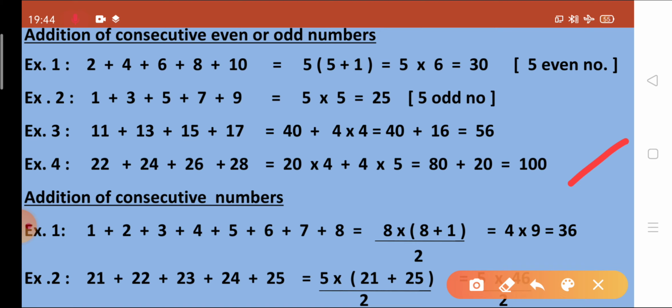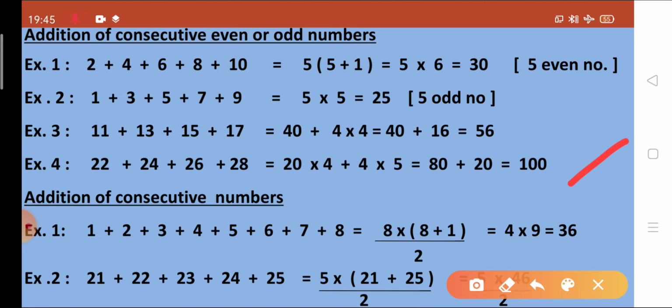Addition of consecutive numbers. If we have a number 1 plus 2 plus, this trick you can try it with your friends also, and they will be surprised how you do the calculation so fast. Tell them to take a number from 1 to 20 and do the sum. They would take a lot of time. I'll tell you how to do this.